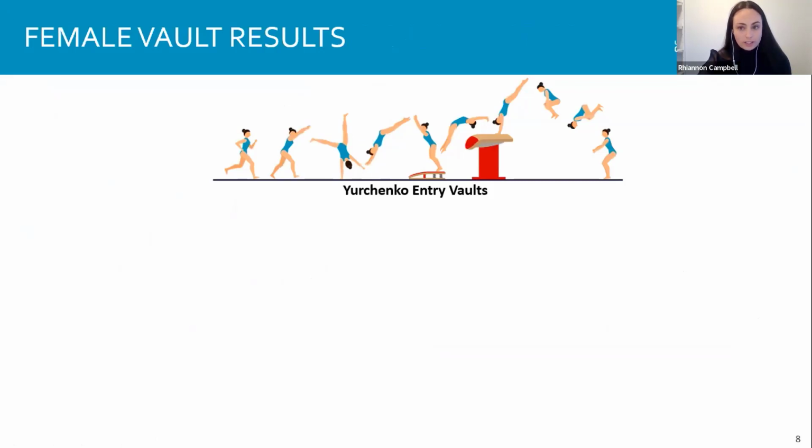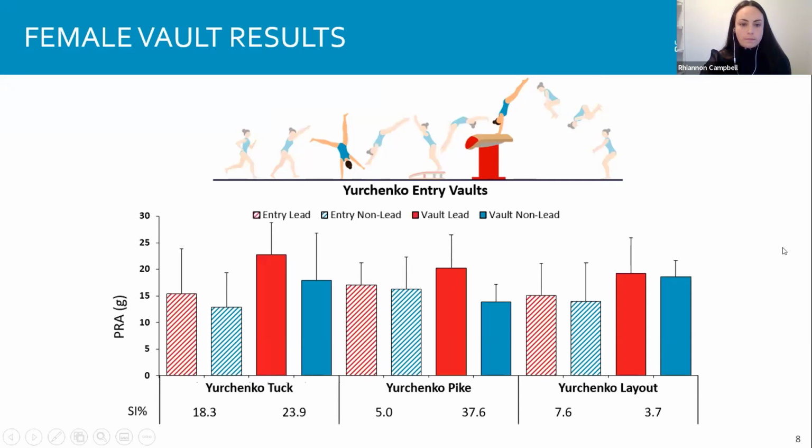Now, there are two hand contacts that occur during a Yurchenko vault. We've got the first one in the round off entry, and then the second one is during that vault contact. So both of them were analysed in this study. So we've got the median and the interquartile ranges plotted here for all of the hand contacts and the symmetry index down below. Now the striped bars are the round off entry hand contact and the solid bars are the vault contact that occurred.